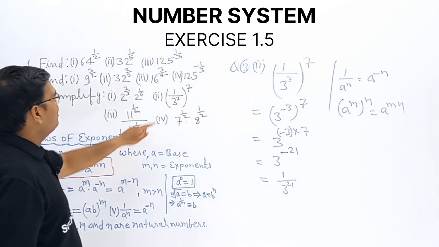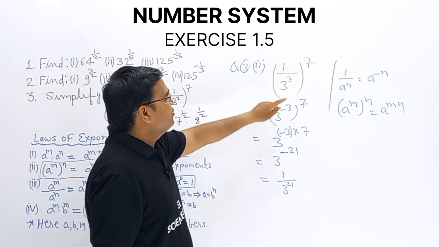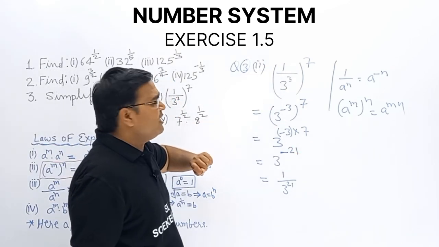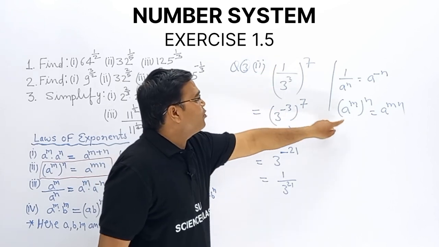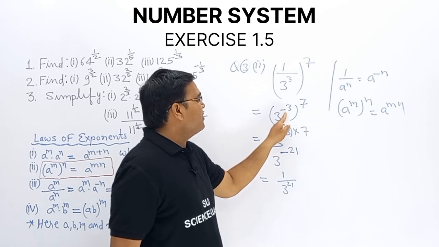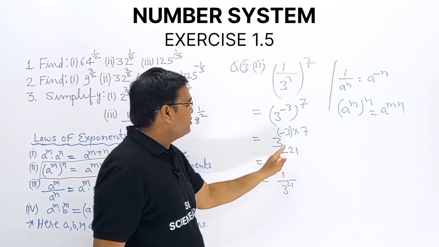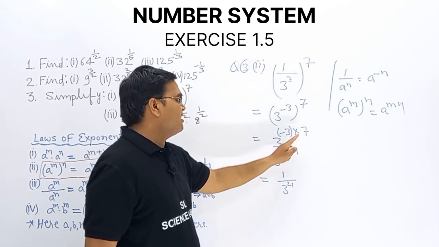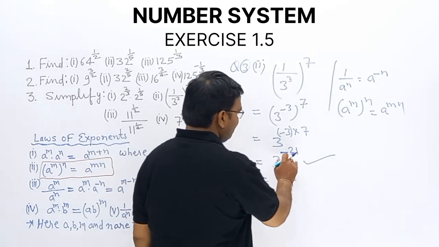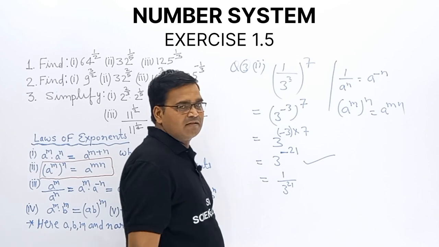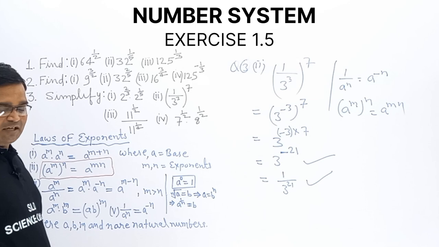Again observe, what is the question? 1 upon 3 power 3. We want its solution and its whole power is 7. So first bring this to numerator, then sign will be positive to negative. Then apply this formula, a power mn, m is minus 3, n is 7, a is 3. Then we are multiplying, both are opposite sign, negative and positive, minus into plus, minus, 3 sevens are 21. 3 power minus 21 is one answer. And we can also convert this to like this, both are correct. Yes.